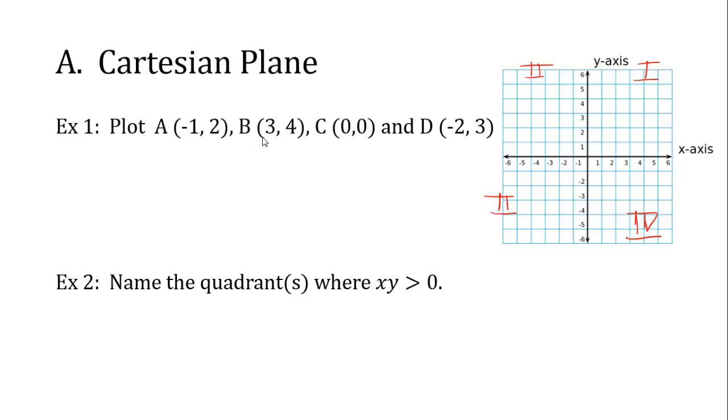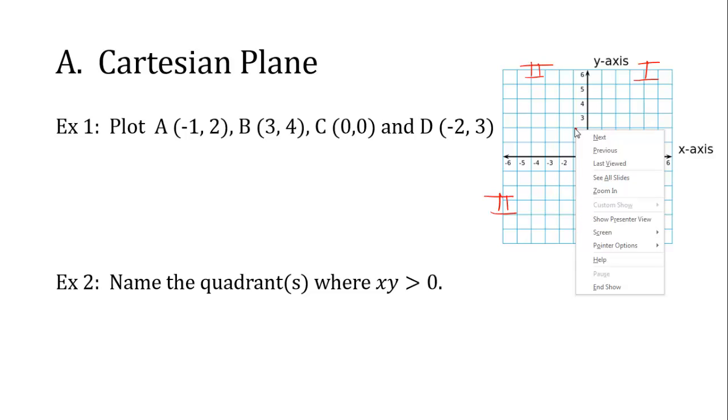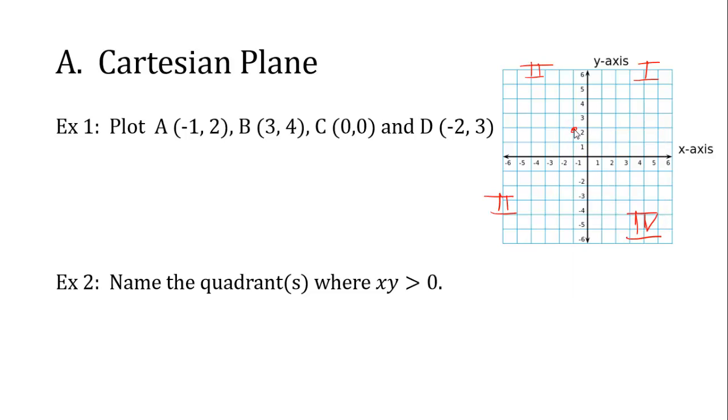Then you should be able to plot points given the coordinates. For instance, point A is at -1, 2. So at -1, +2, I can put a point, draw my point, and I need to make sure I label it. That's A. B is at 3, 4.